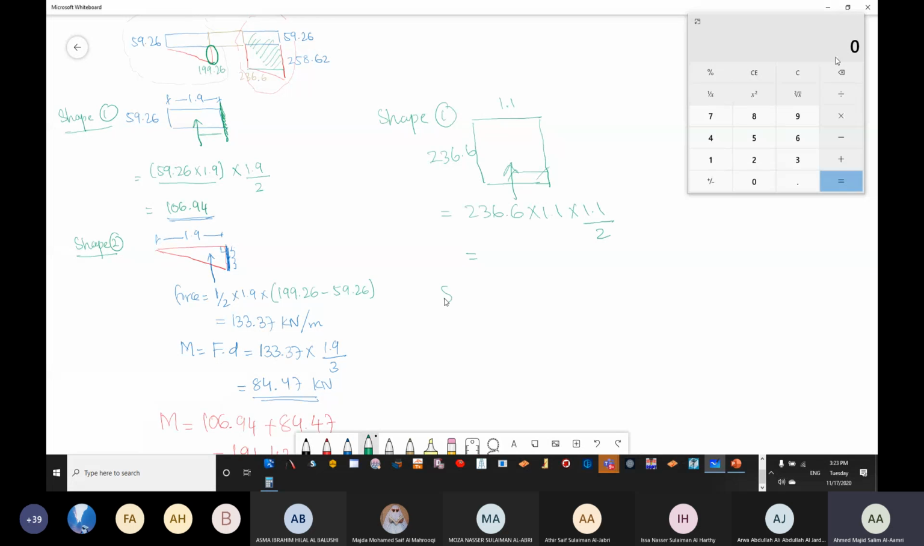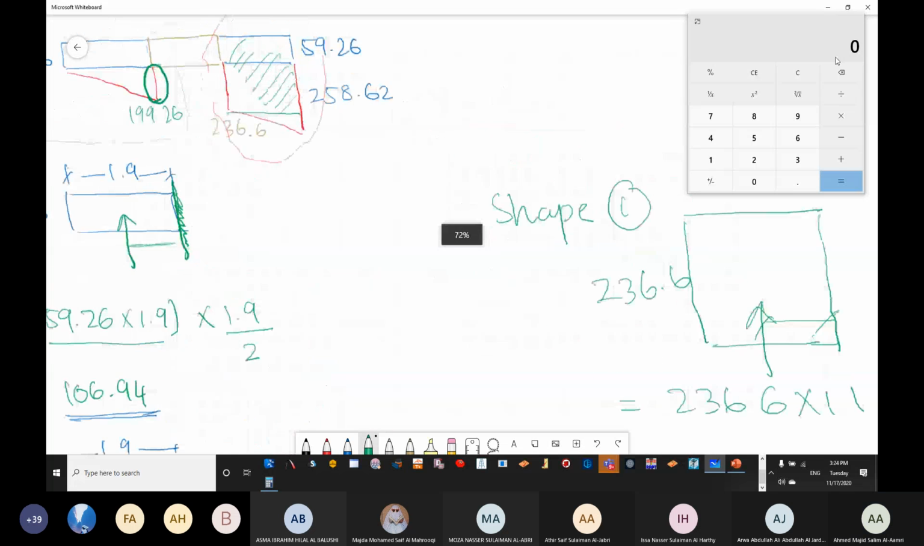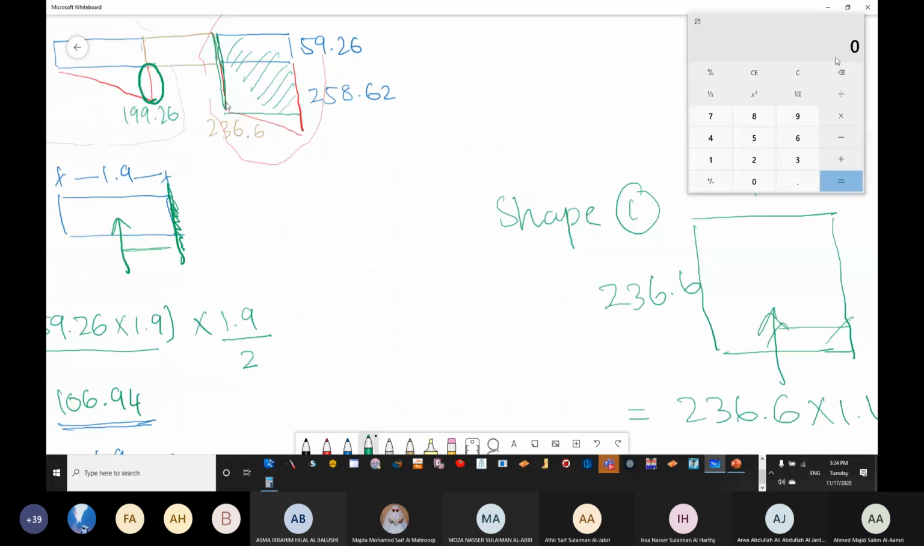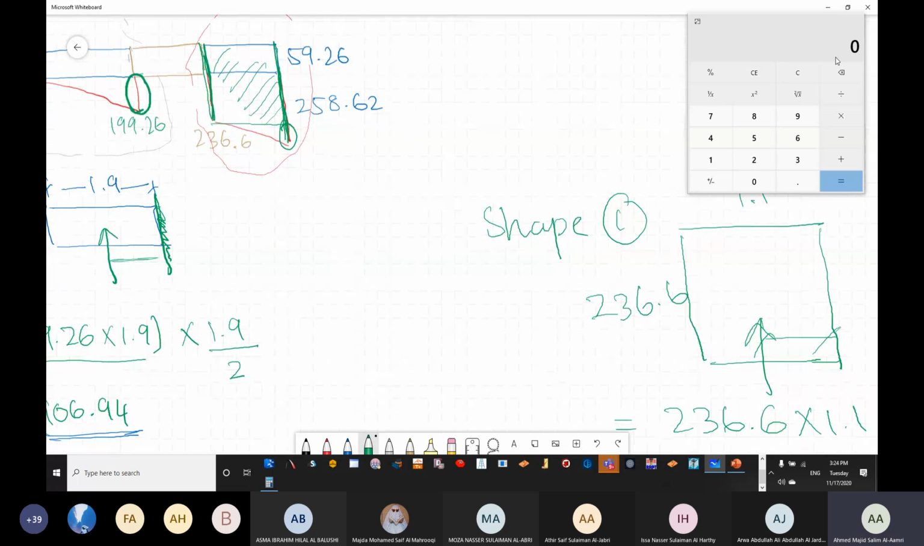Now shape number 2. So this is 143.14. Now if you can see, this one is 236. This is 258. So how much is this portion? Can you tell me? For the triangle, once again, this one is 236, this is 258. What is this portion?